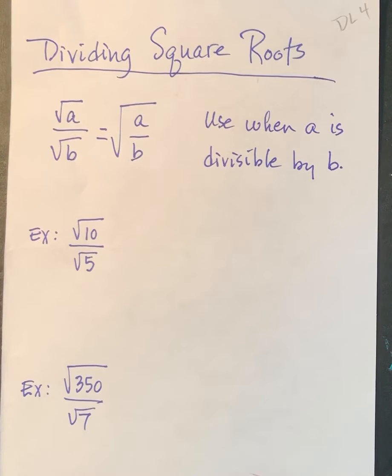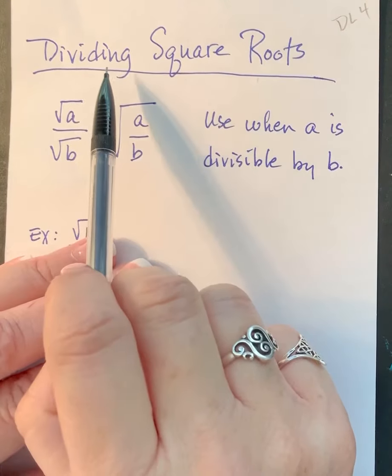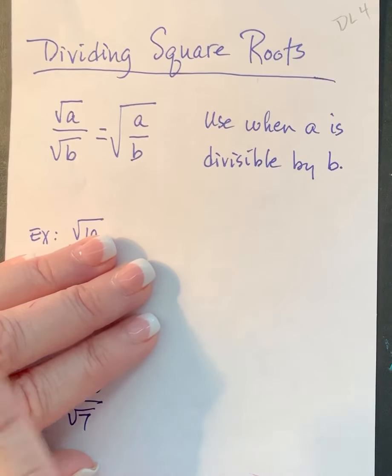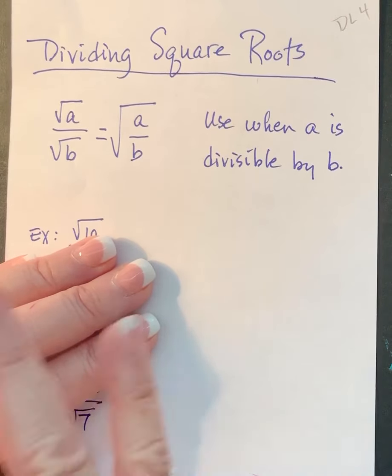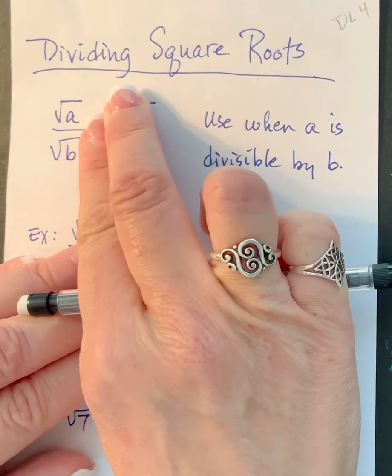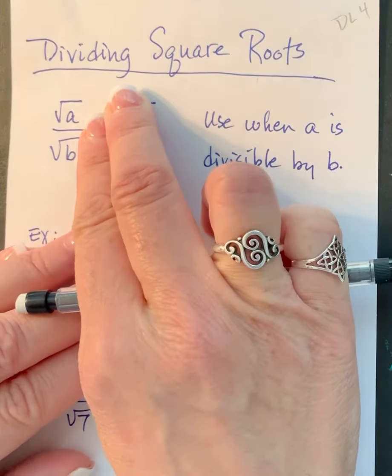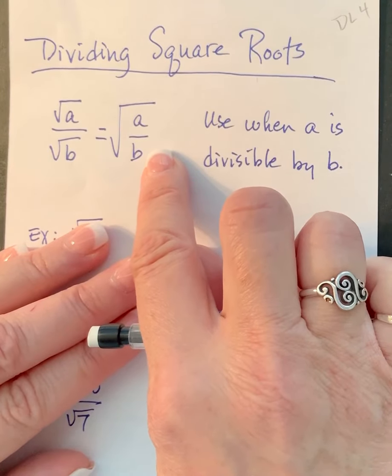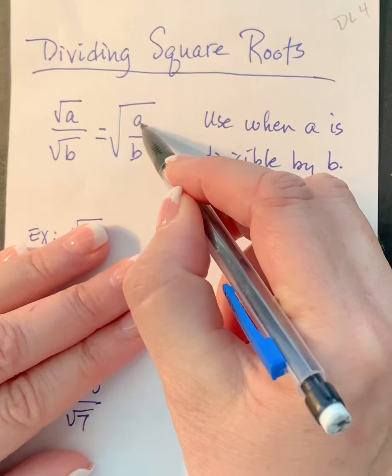Okay, now we're going to start talking about how we divide square roots. Now, division is always kind of tricky. It depends on whether the numbers are divisible or not. So let's look at the square root of a divided by the square root of b. Now, we can use a property of exponents to show that that's the same thing as writing it as one square root of a divided by b.